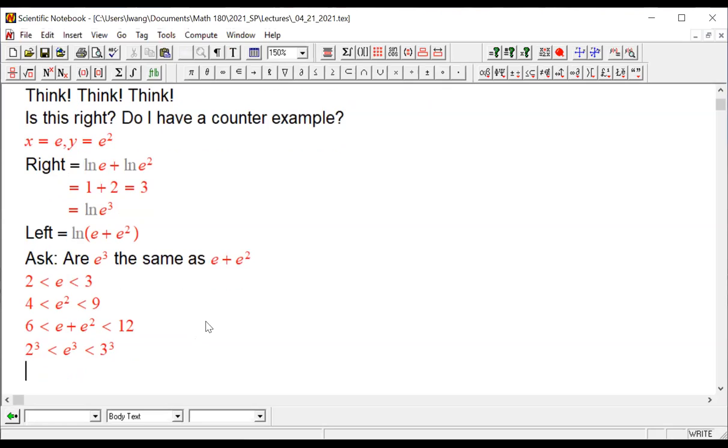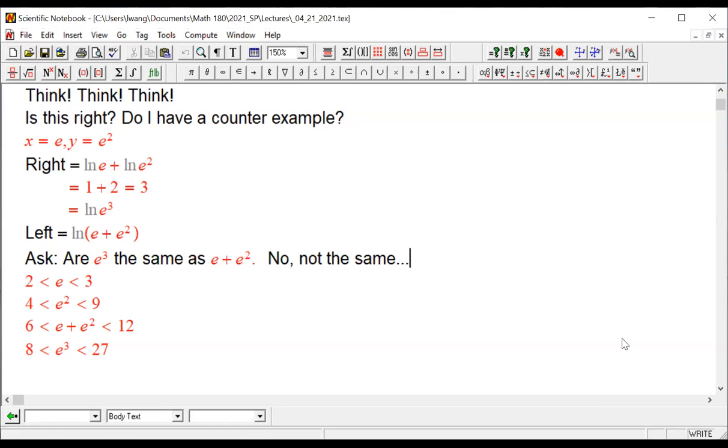To confirm it, e to the power 3 is between 8 and 27. This is a number between 6 and 12, and this is a number between 8 and 27. Even though they have a little overlap, by this time you should recognize that they're not the same.